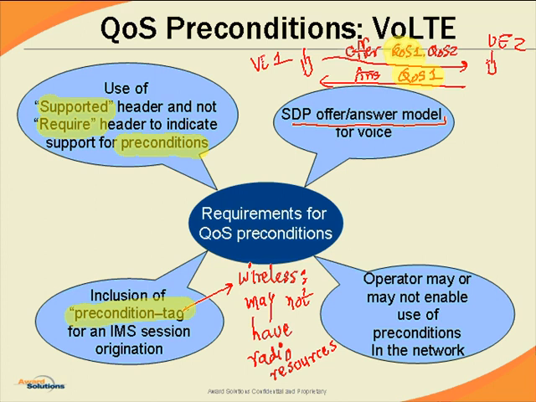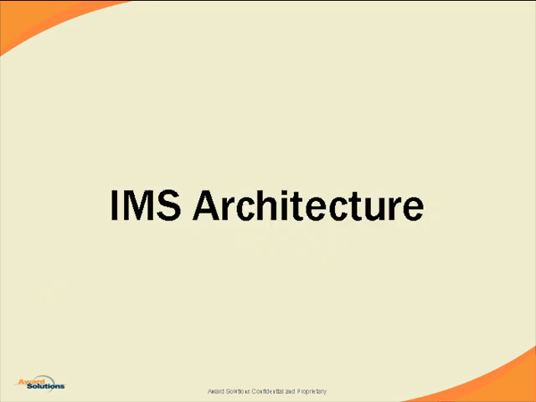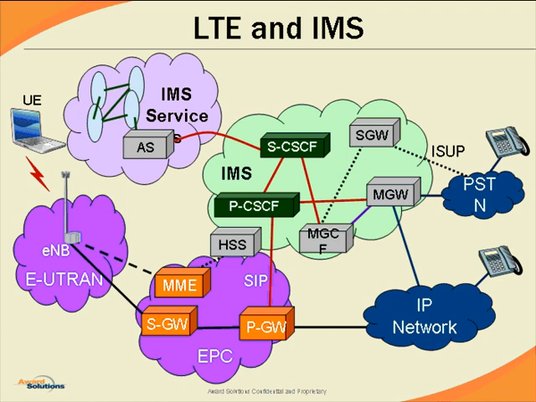Even though we say that preconditions may or may not be used, for all practical purposes you can assume that operators such as Verizon, AT&T would indeed use the preconditions in the network, so that we make sure that resources are reserved. This is just to give the operators flexibility, but assume that we would indeed have negotiation of the QoS, we will reserve resources, and then we will continue with the call setup. We will discuss the steps of call setup a little later.